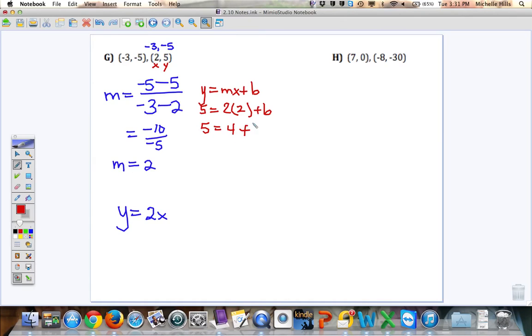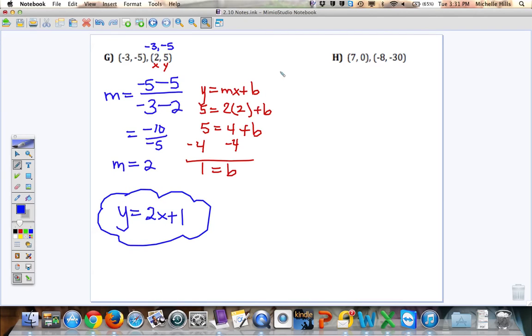5 equals 4 plus b. Then when I subtract 4 from both sides, 1 equals b. So my y-intercept is +1. So my final equation, y equals 2x plus 1.